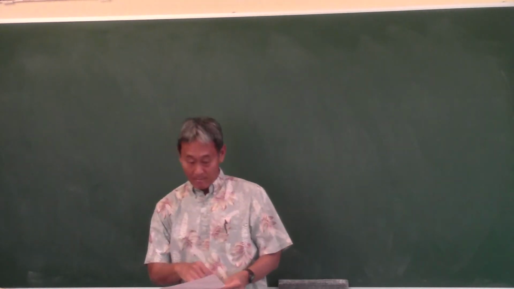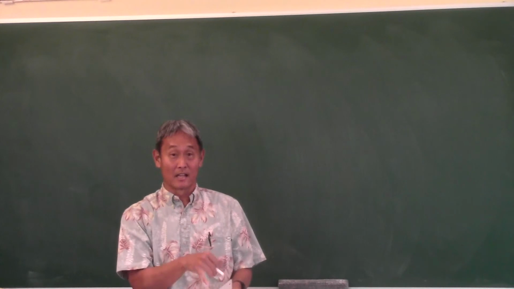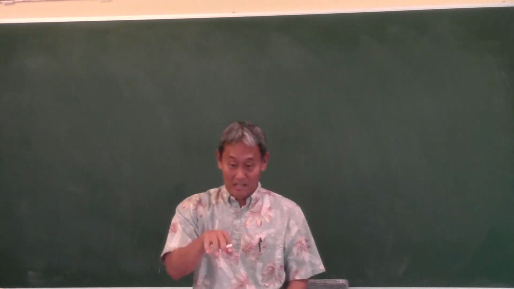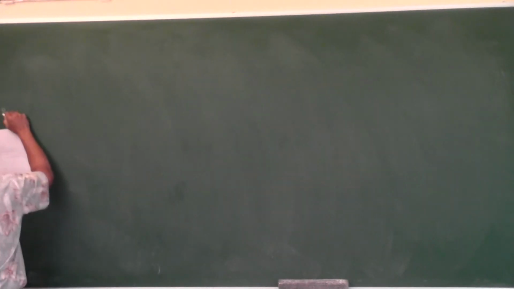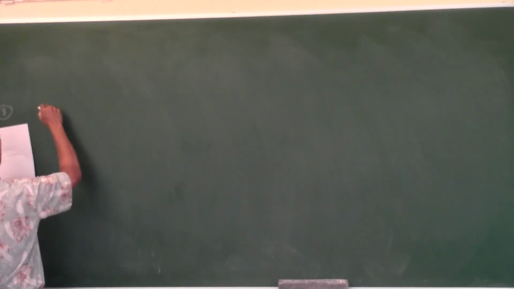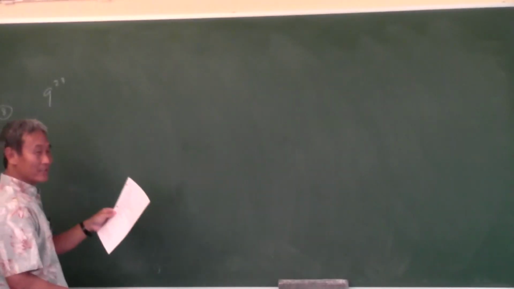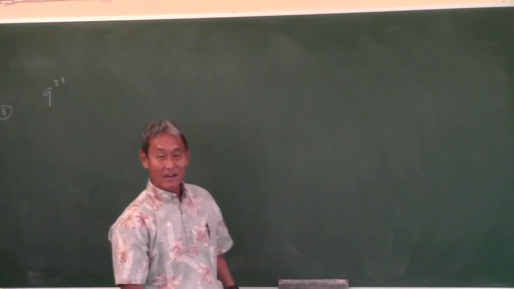Okay, this problem is on the test. This is number 10. This is the last problem on the test. Except you know it's going to be kicked up a notch. So make sure you understand this. 9 to the 23rd power. Find the last 3 digits. What if I let you use a calculator? Could you do it?